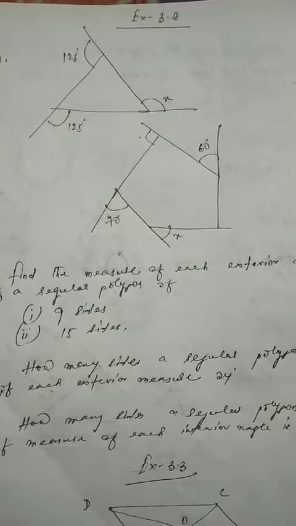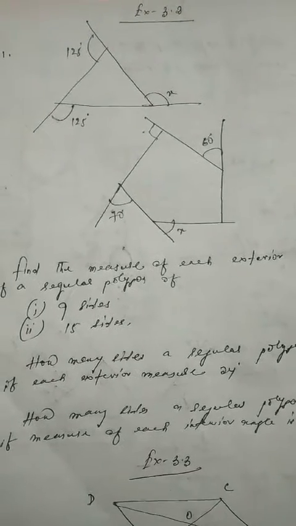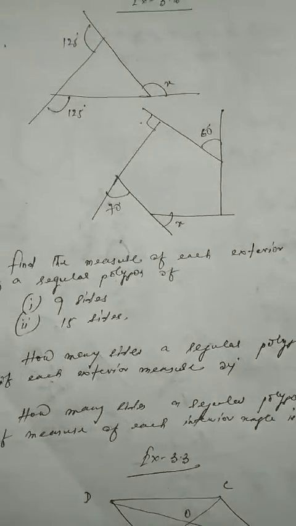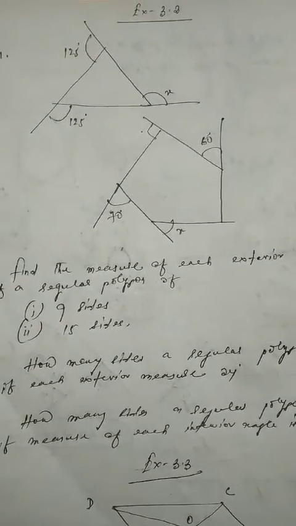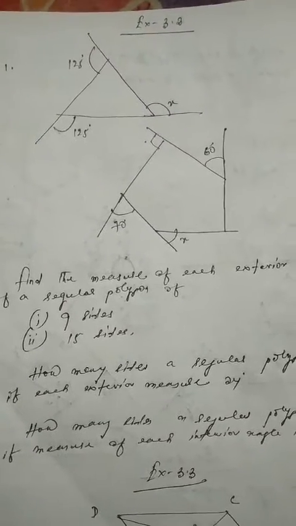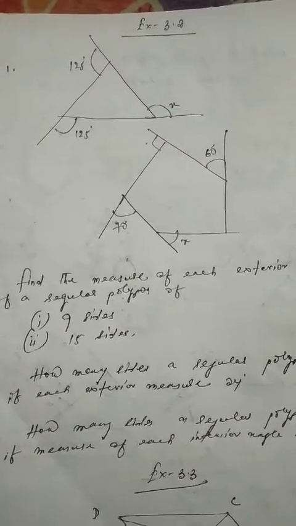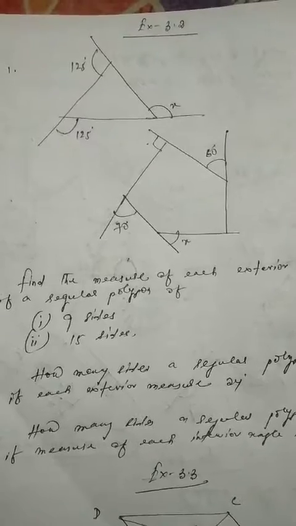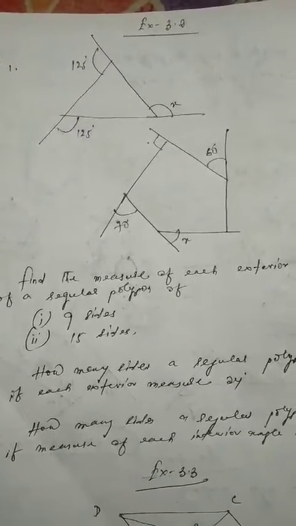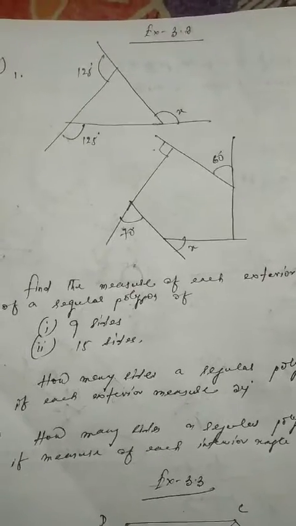Children, as in the previous video, we had a discussion on the external angle sum properties and interior angle sum properties. The last explanation was, as far as I can recall, on the exterior angle, how to find the exterior angle. The formula was 360 degrees divided by the number of sides equals the measure of each exterior angle.